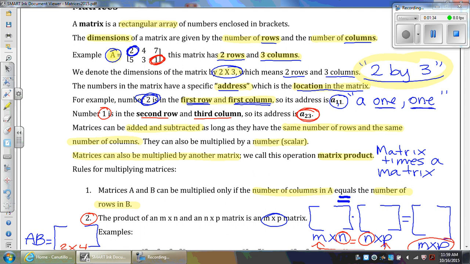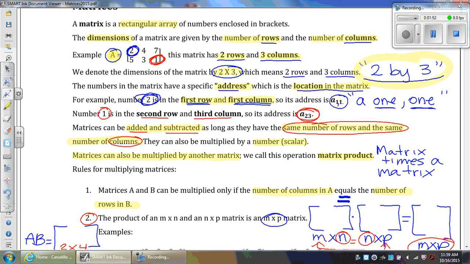Matrices could be added and subtracted. We're going to do that next week. With one condition, that they have the same number of rows and same number of columns. If they don't have the same number of rows and columns, then they cannot be added or subtracted.